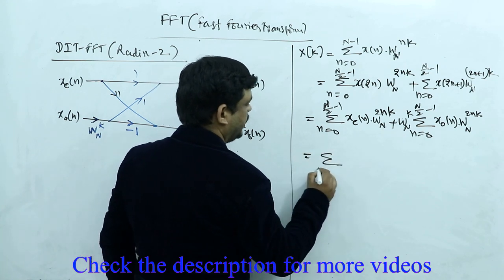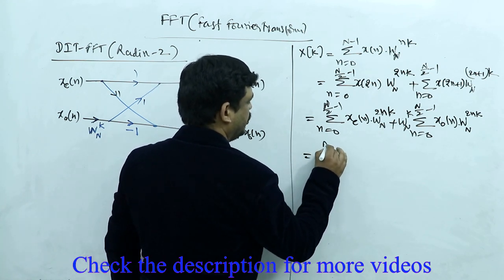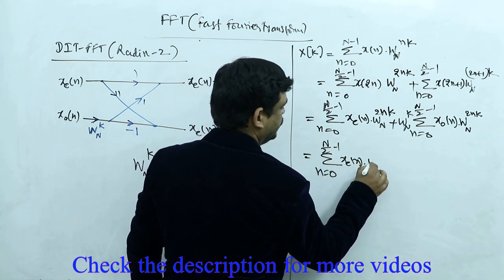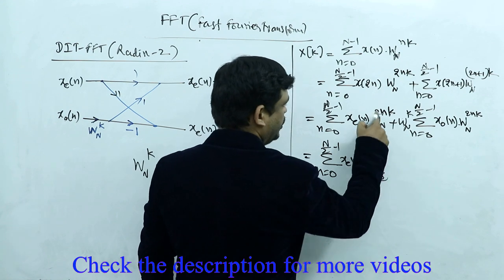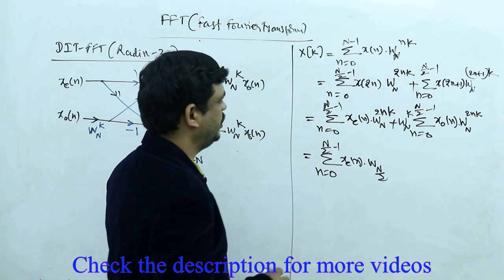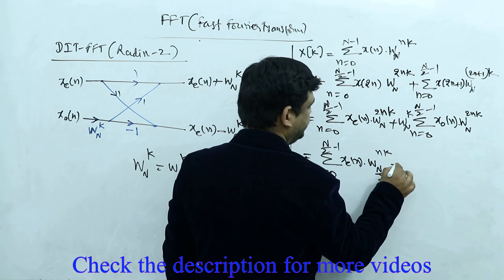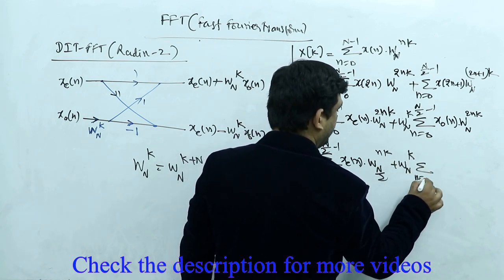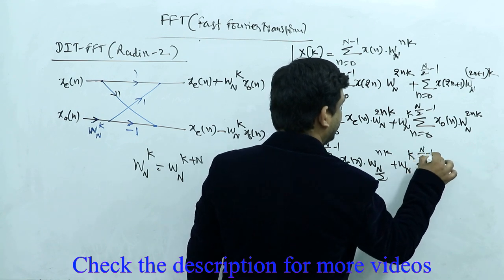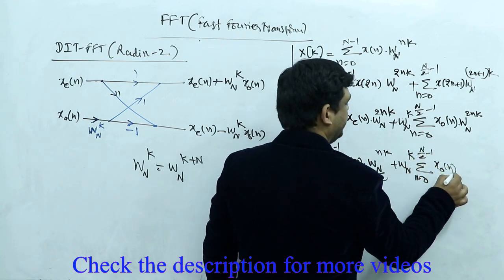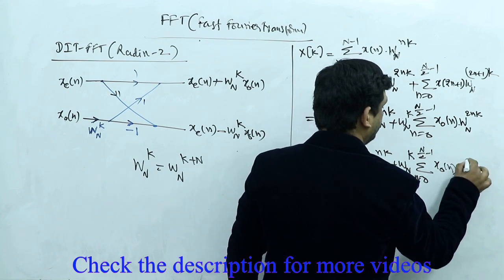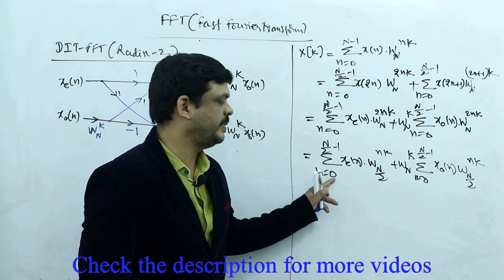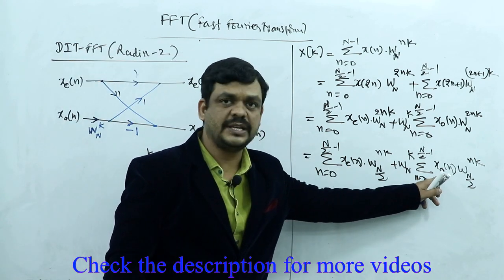Then the function becomes the sum over n from 0 to N/2 minus 1 of the even function x_e(n) times W_{N/2} to the power of nk, plus W_N to the power of k times the sum over n from 0 to N/2 minus 1 of x_o(n) with W_{N/2} to the power of nk. This 2 I am writing directly in the division part. Now the complete function: this explains the even samples and this explains the odd samples.